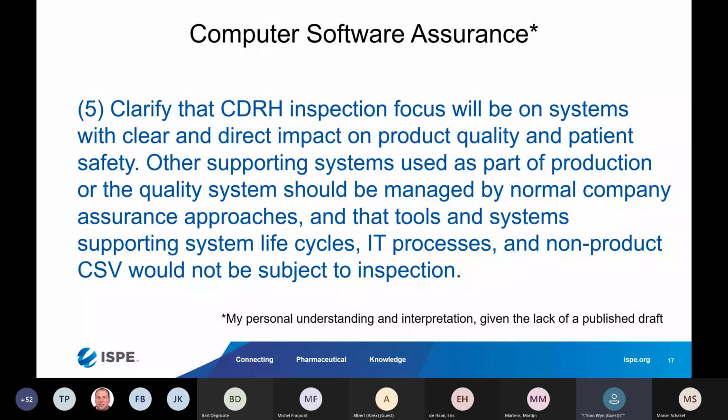And again, as I briefly mentioned, clarify that CDRH inspection focus will be on systems with a clear and direct impact on product quality and patient safety. Other supporting systems used as part of production or the quality system should be managed by normal company assurance approaches, and tools and systems supporting system life cycles, IT processes, and non-product CSV would not be subject to inspection, because an awful lot of effort is being expended in the industry preparing these kinds of tools for inspections unnecessarily.